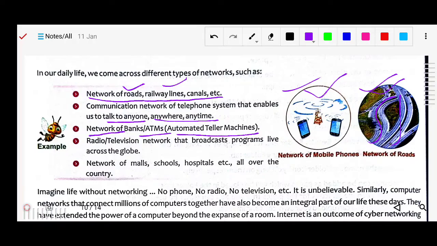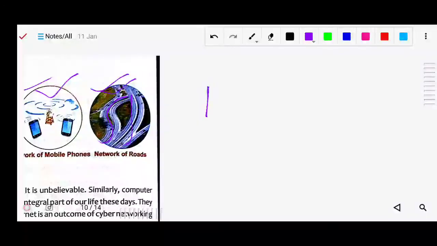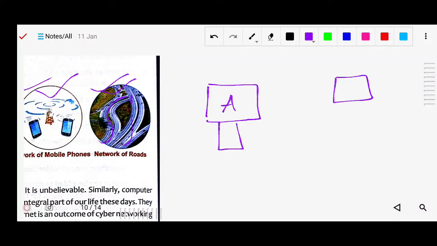So networks can be in different areas, but having the same kind of components that are all connected. Here we are going to study the network of computers. Suppose you have one computer and one more computer, this is your computer B. If these two computers are connected, then they are in a network. We call that they are in the network.